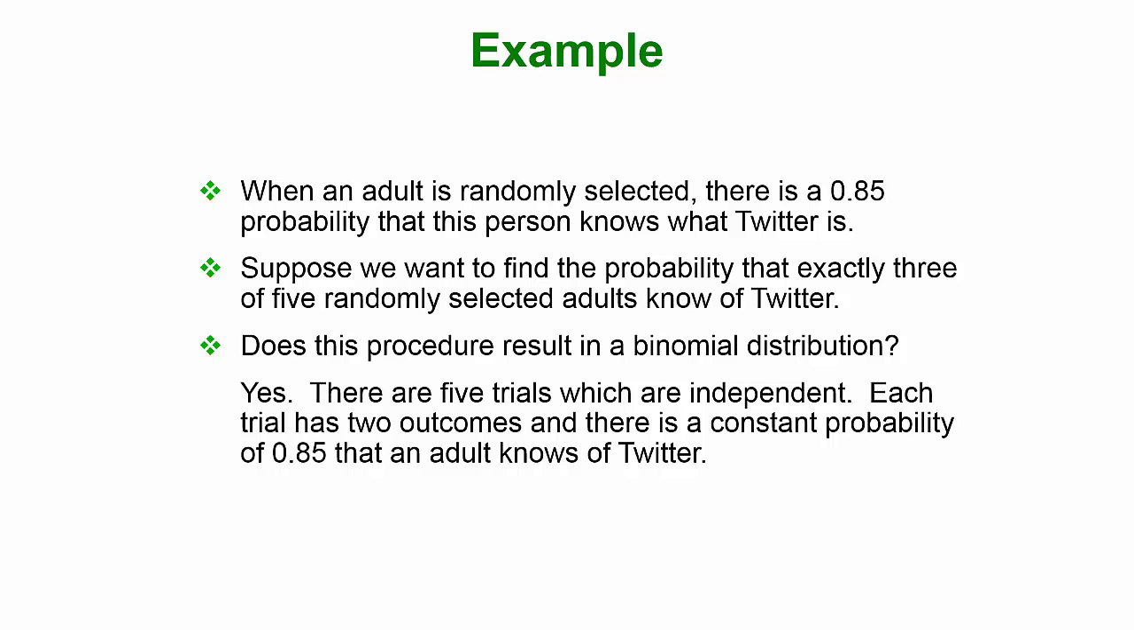When an adult is randomly selected, there is a 0.85 probability that this person knows what Twitter is. So suppose we want to find the probability that exactly 3 of 5 randomly selected adults know of Twitter. So is this a binomial distribution? Yes. There are 5 trials, and each time we pick a person, their answer doesn't affect the previous person's answer, so they are independent trials. And each trial also has 2 outcomes. They either do know of Twitter or they don't. So there is a constant probability of 0.85 each time that an adult knows of Twitter.